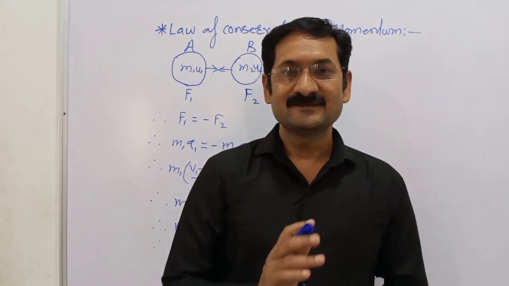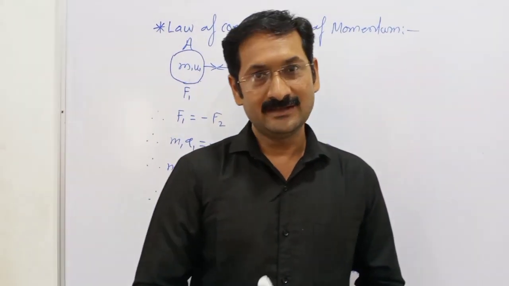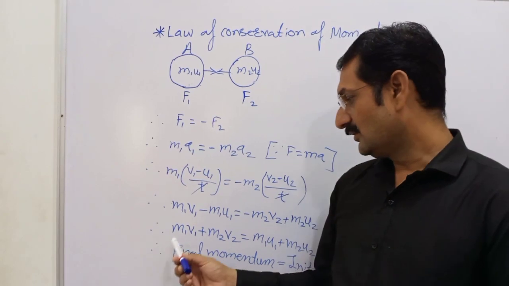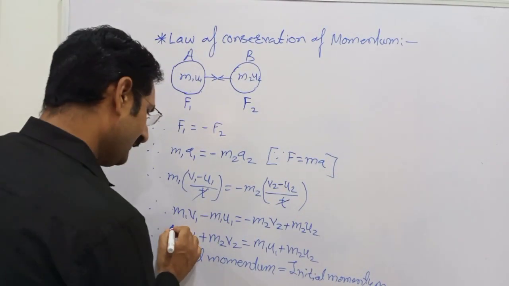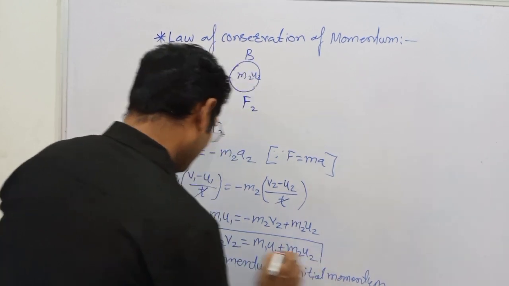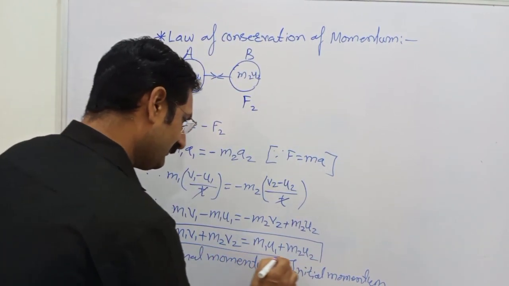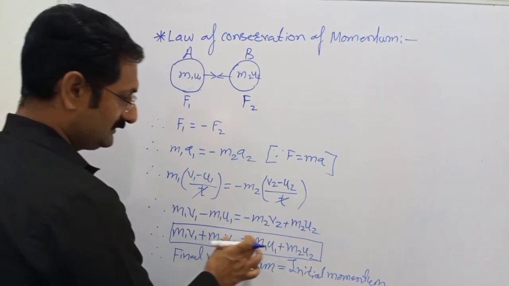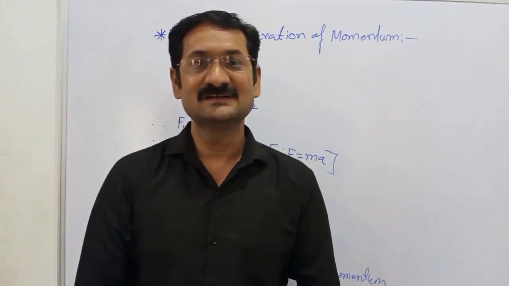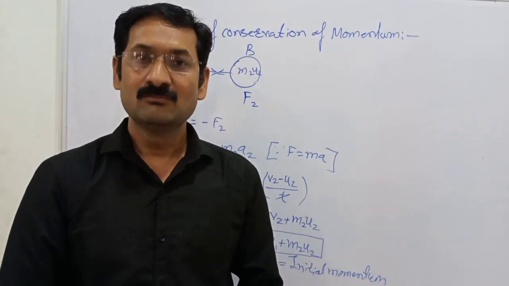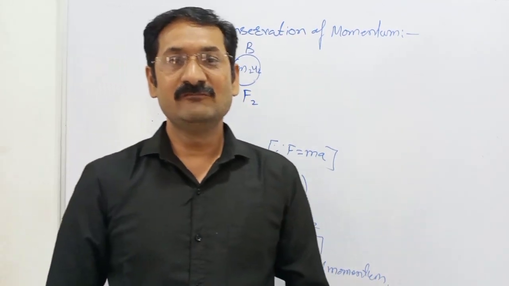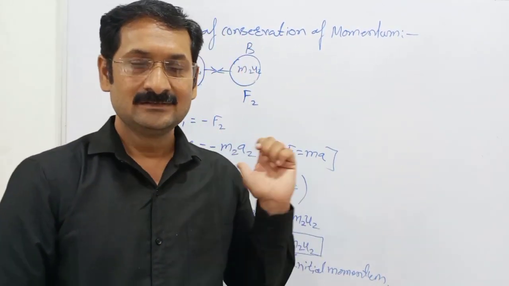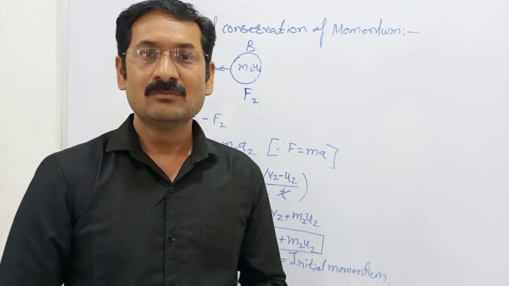So friends, in this way we get the expression of the law of conservation of momentum, that is m1 v1 plus m2 v2 is equal to m1 u1 plus m2 u2. This expression shows us the law of conservation of momentum. We can utilize this formula to solve numericals based on this law of conservation of momentum.